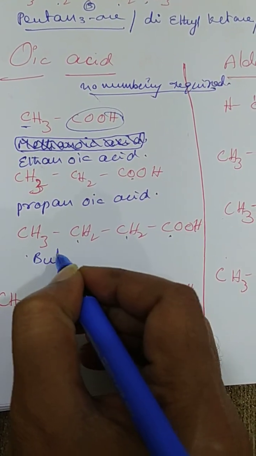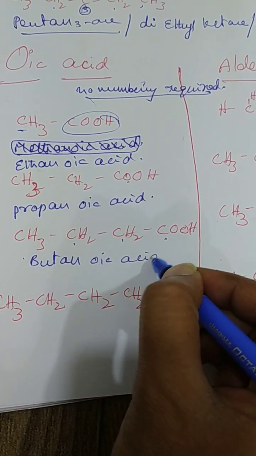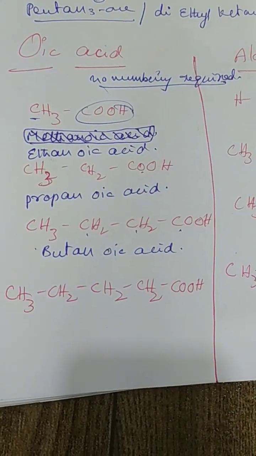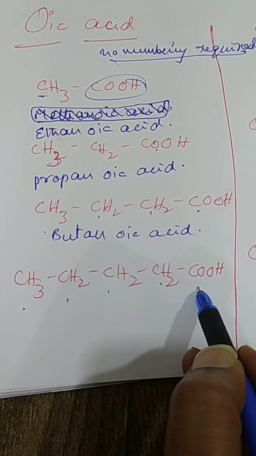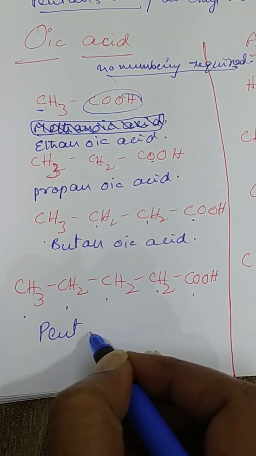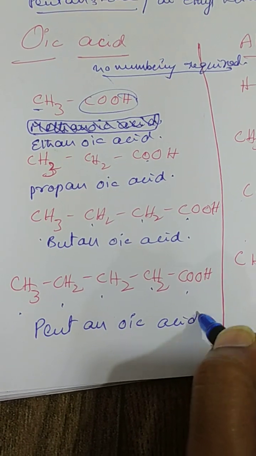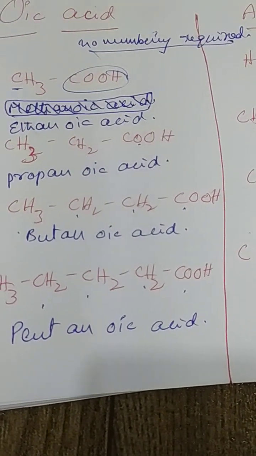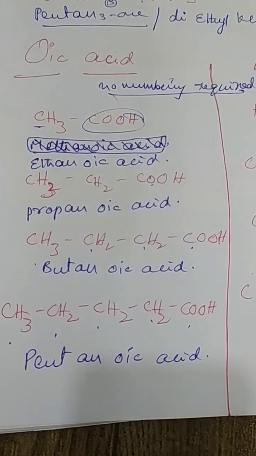Here 1, 2, 3, 4 carbons are there, so but- and -oic acid: butanoic acid. Here 1, 2, 3, 4, 5 carbons are there, so that is pent- and -oic acid: pentanoic acid. There is no numbering required here. You will not find any numbering in the aldehydes and -oic acids.